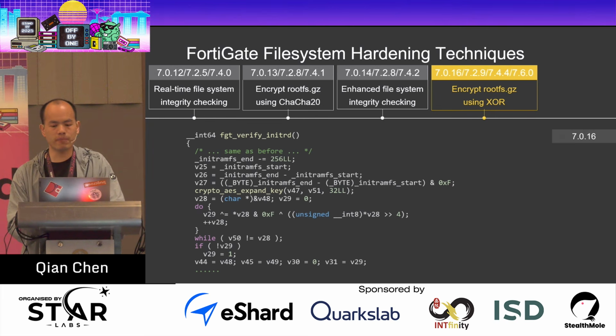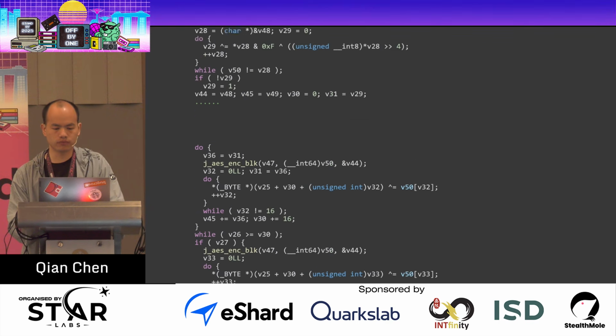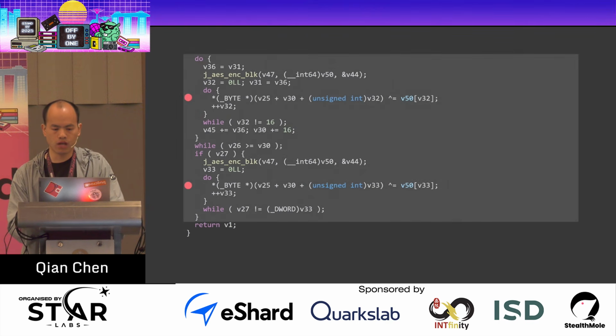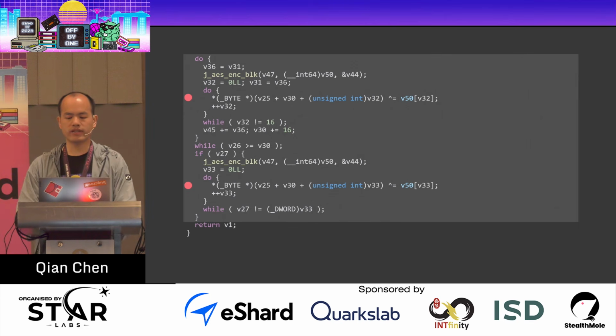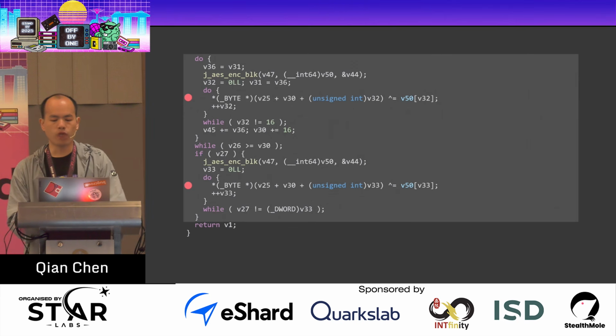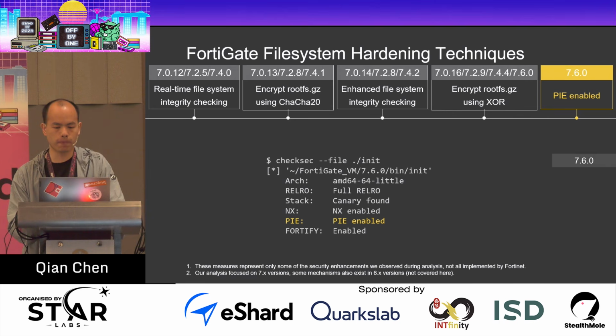Versions 7.0.16, 7.2.9, 7.4.4, and 7.6.0 implemented a new encryption method for root effort using XOR. Although XOR is a relatively simple encryption technique, Fortinet implemented a complex key declaration process, making the overall encryption more sophisticated than it might initially appear.